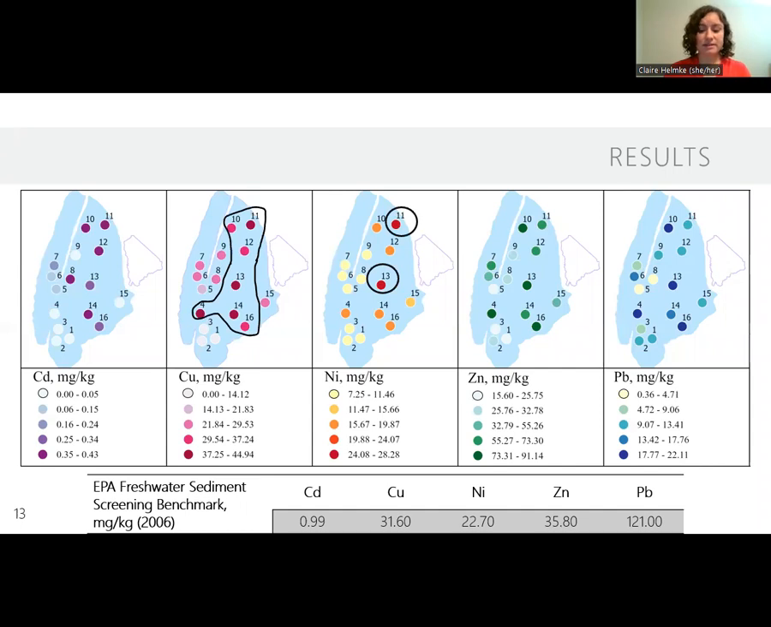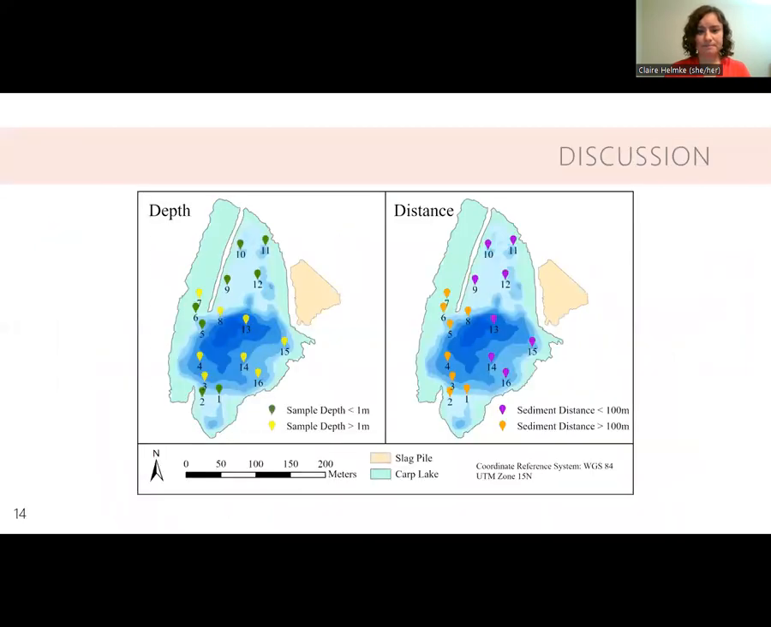The southernmost sample sites, samples 1 through 3, had the lowest metal concentrations, while sample 13 had some of the highest. Of all the metals, only nickel did not have elevated concentrations at the sample site west of the peninsula.